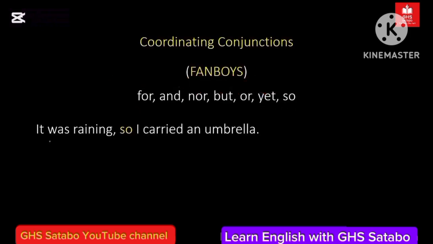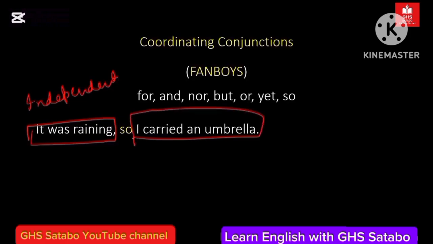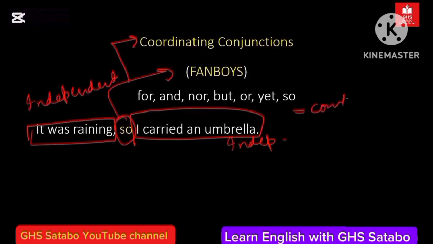An example: it was raining, so I carried an umbrella. It was raining is one clause. Please remember it's an independent clause and hence it holds complete meaning. I carried an umbrella is another clause, again an independent clause, together joined by a conjunction from FANBOYS, or a coordinating conjunction, to form a compound sentence.